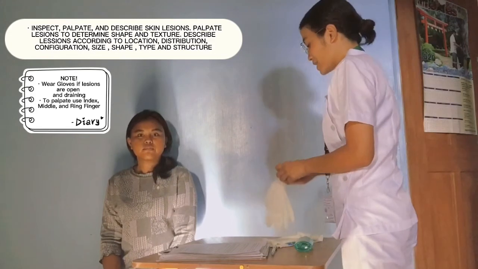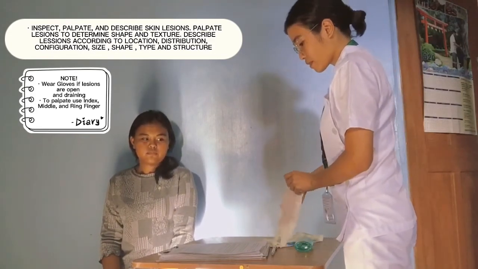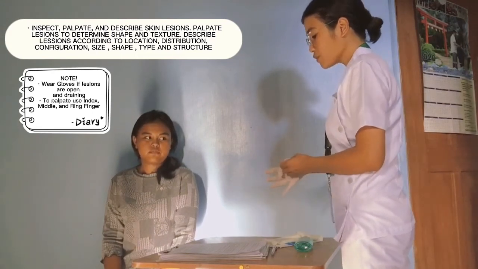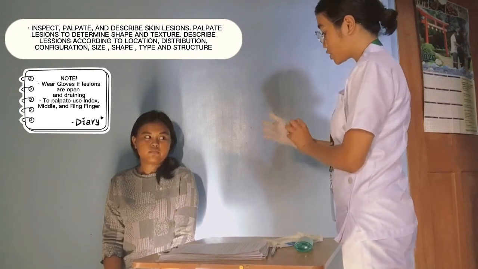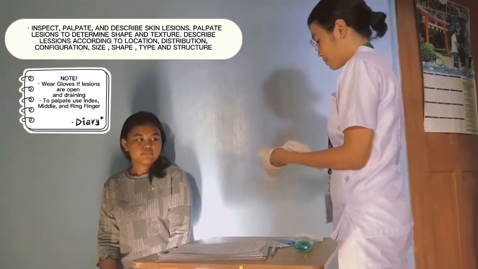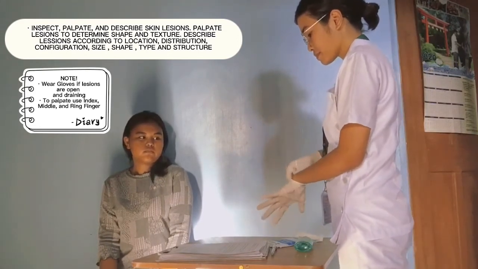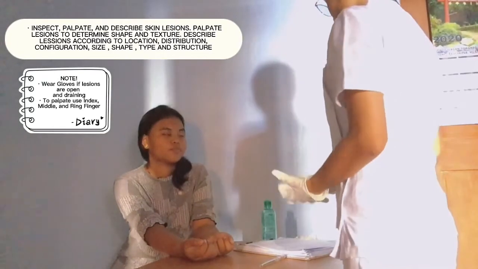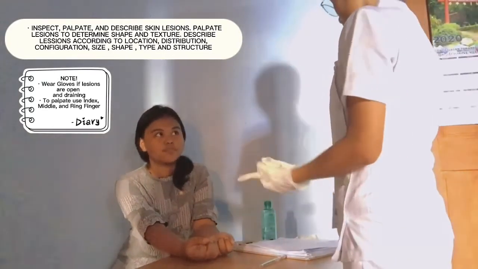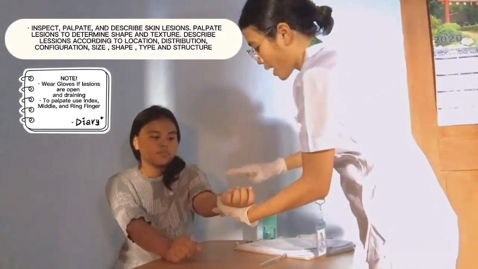But before that, I need to wear my gloves po. So wait for a second. I will wear my gloves because the lesions are open and draining. Okay, to palpate texture lesions and to determine the shape and structure, I need to use my index, middle, and ring finger. Okay, ma'am, I will now hold your forearm.